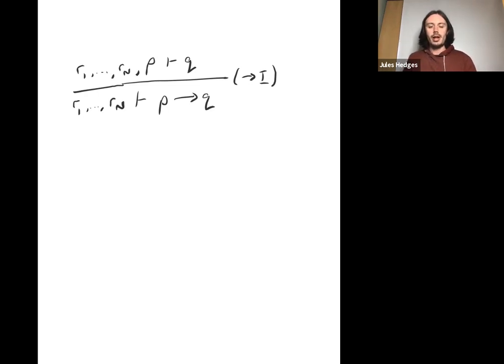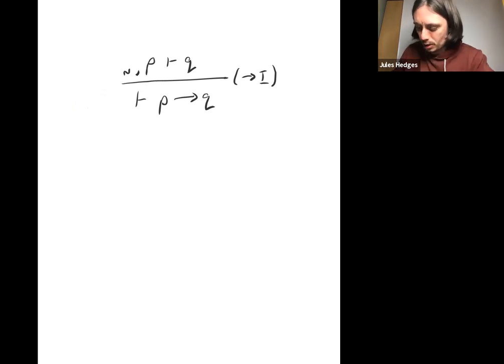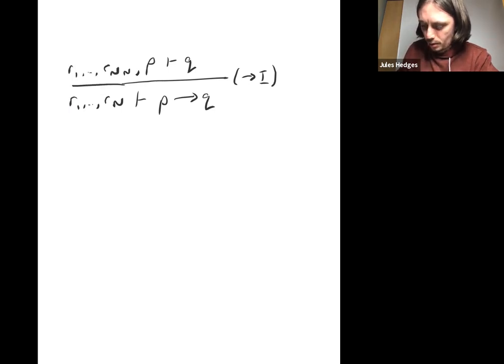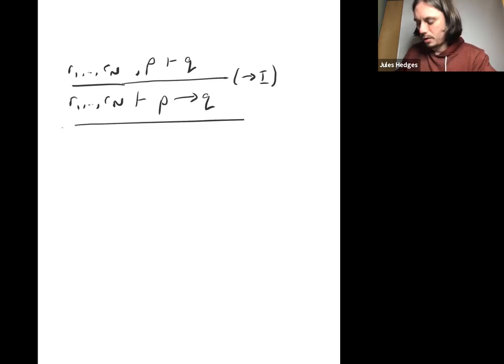Okay, so I'm going to show you a very simple example of a complete proof. I should have kept this on the screen. Wait just a second. R1, Rn.